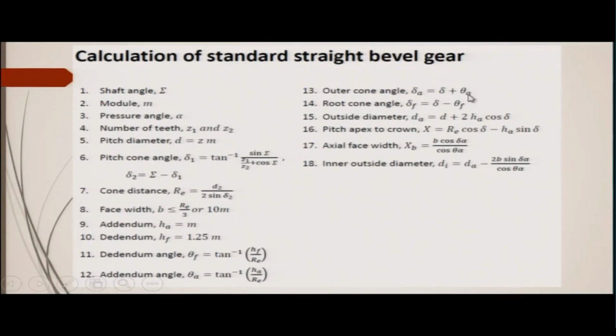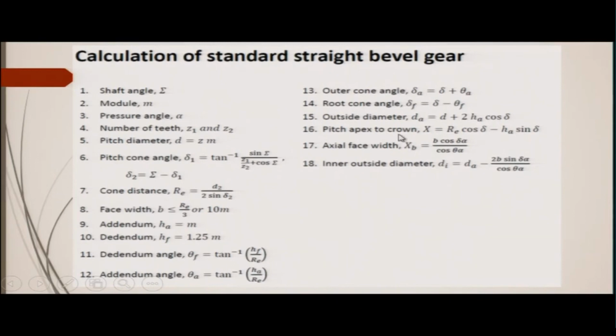Outer cone angle is delta plus theta A, and delta minus theta F will be the root cone angle. Okay. So, theta F, the addendum angle and dedendum angle, are already calculated, and delta, the pitch cone angle, is calculated. So, you can find out the outer cone angle and the root cone angle. Therefore, you can find out the outside diameter, because delta is known, HA is known, D is known. All right. So, D means D1 and D2. Okay. So, these are the two diameters.